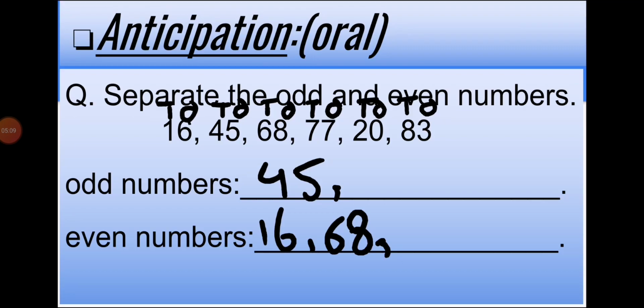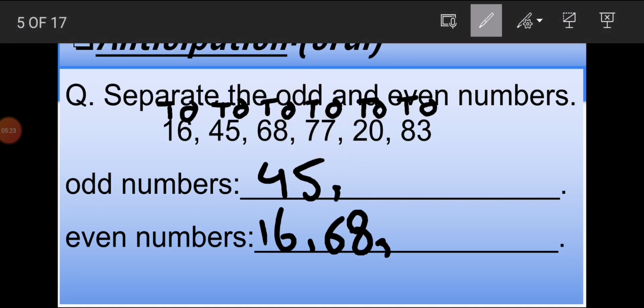Now the next number, 77. Again in 77, check the ones place. On the ones place there is a number 7. And 7 is an odd number. The numbers that end on 1, 3, 5, 7, 9 are odd numbers. So the whole number 77 is an odd number.